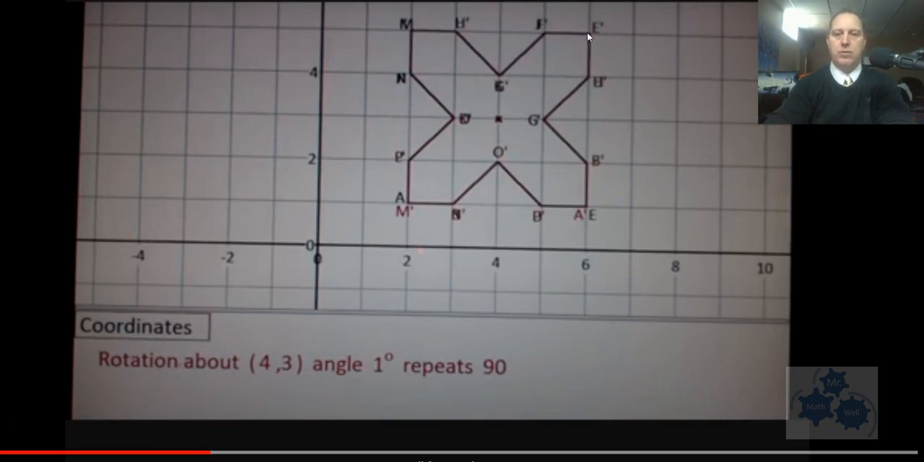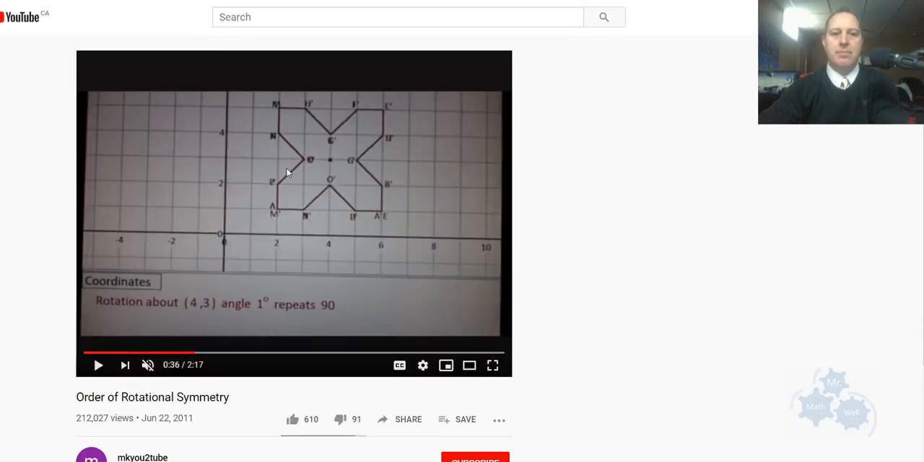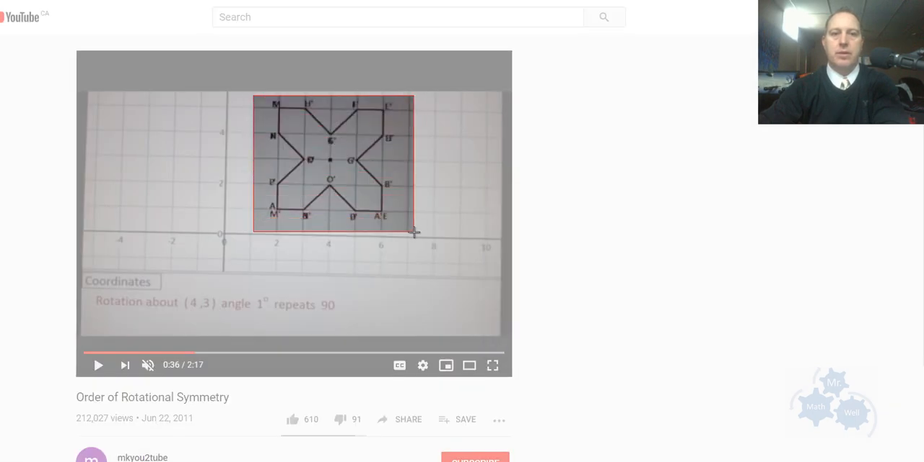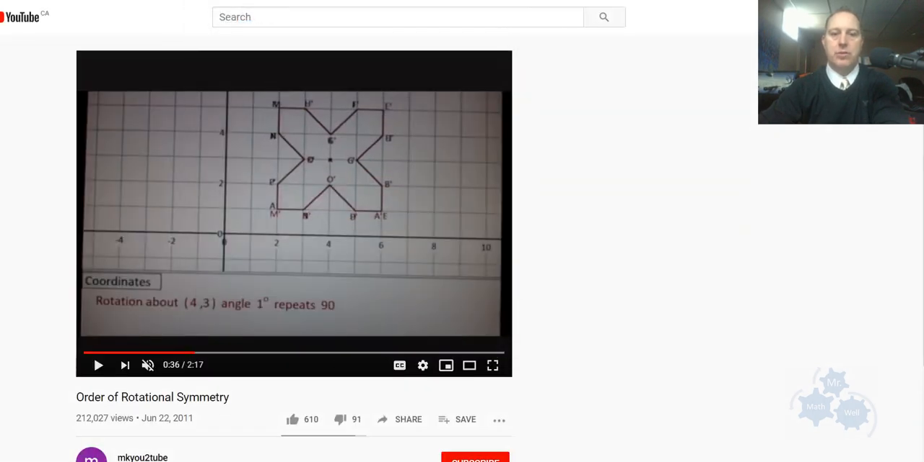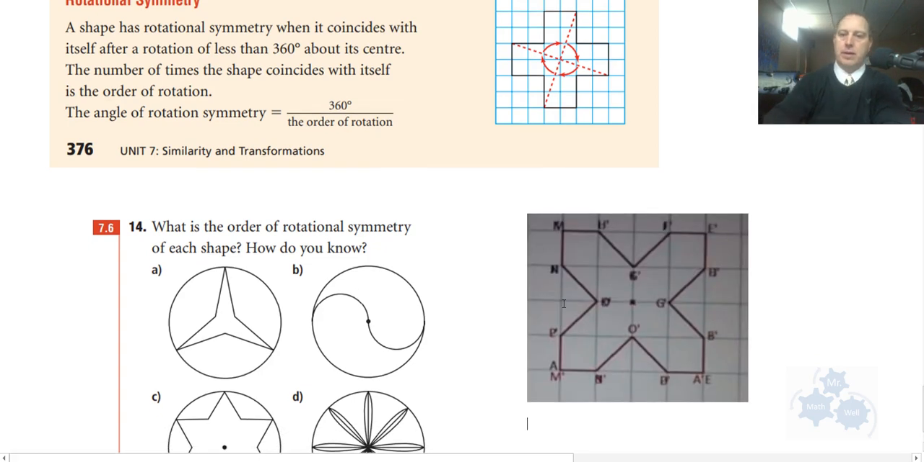So what did we do there? How far did that move? Well, let me just clip this and bring it into my notes so I can monkey with it a bit. All right. So what we did was, this was the center, the point of rotation.